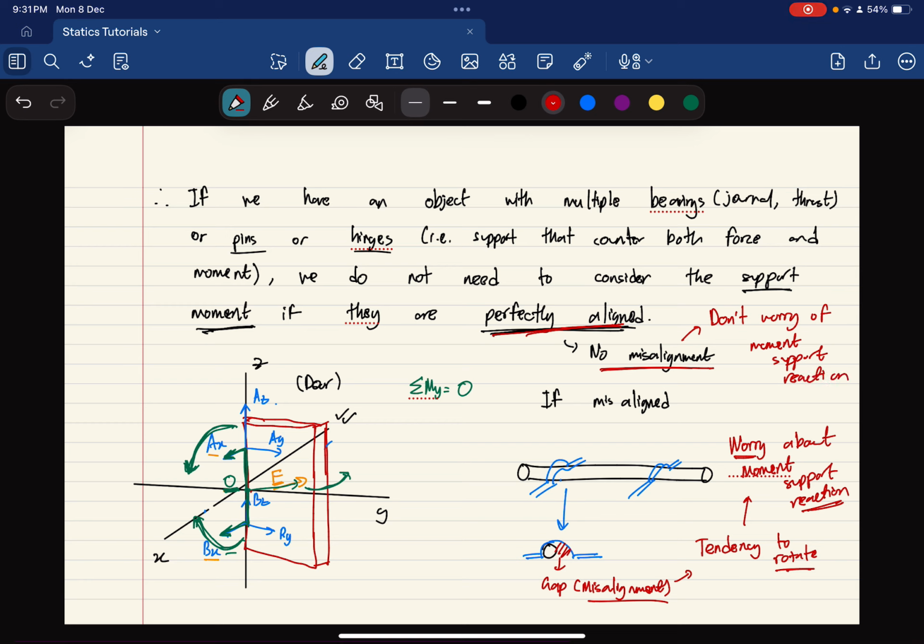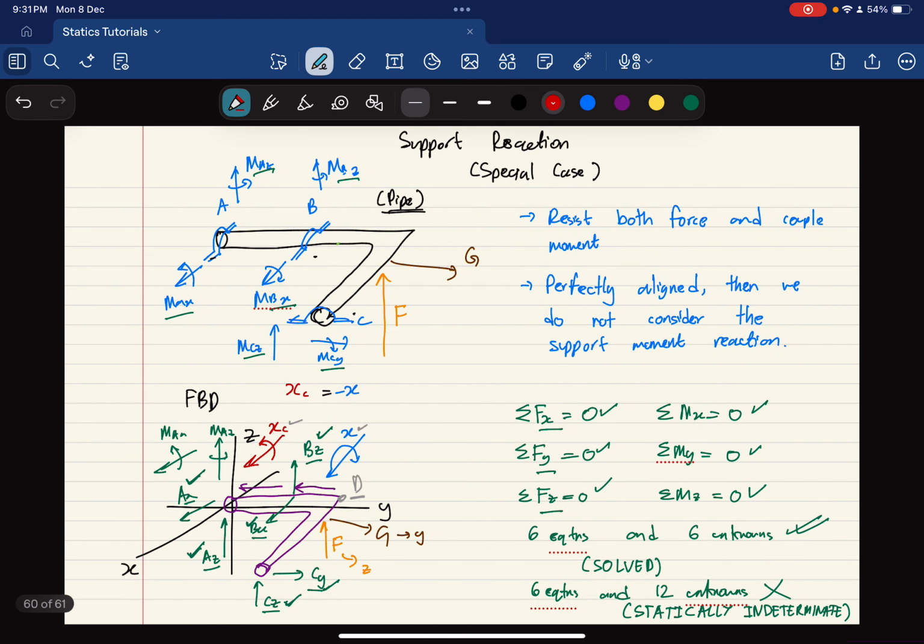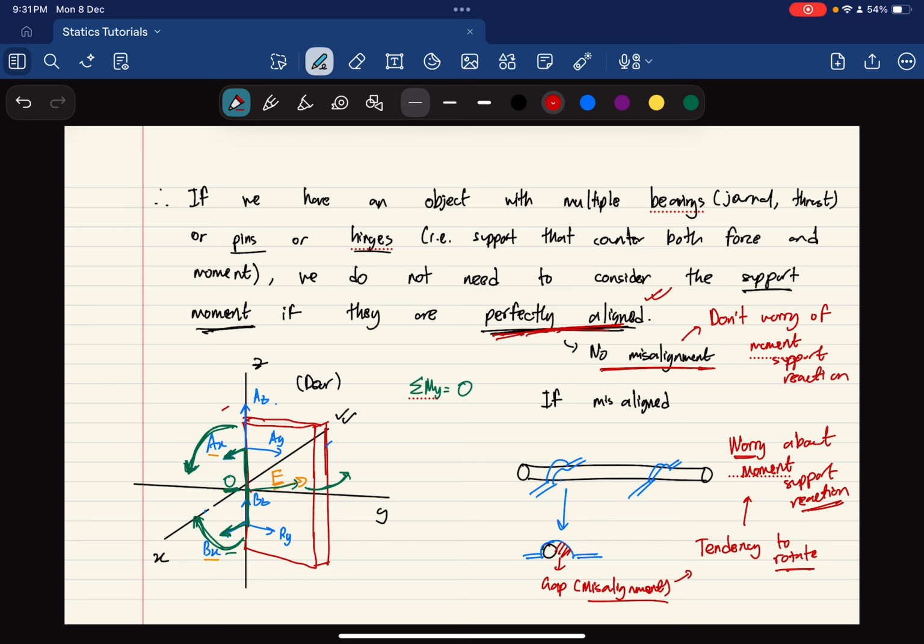So yeah, for statics, all your cases will be perfectly aligned, meaning there will be no misaligned structures in your midterm and your other tests and quizzes and final exam. It'll all be perfectly aligned actually. So this is just the case with hinges or bearings. If you have multiple of them and they're perfectly aligned, which is usually the case, then you don't have to worry about the support reaction moments. You can just simply find the forces, because it's more than enough actually. As I've shown before, the forces will also counteract against the moment, so there'll be no turning effect.